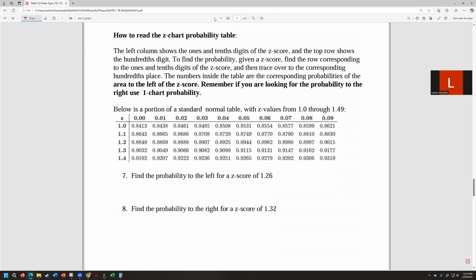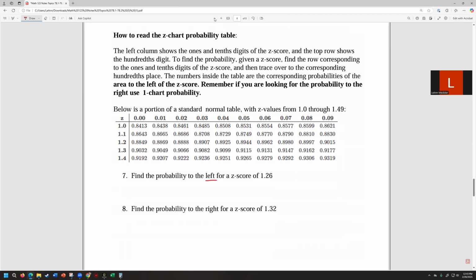So to find the probability given a z-score, or if you convert to a z-score first and then find the probability, you find the row corresponding to the ones and tenth digit of your z-score, then trace over till you find the correct hundredth place. That probability there will be the area to the left. Remember, less than. If you're looking for the area to the right, you need to do 1 minus the answer you get. So I've got both right here.